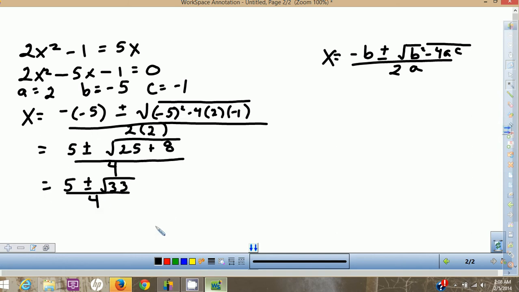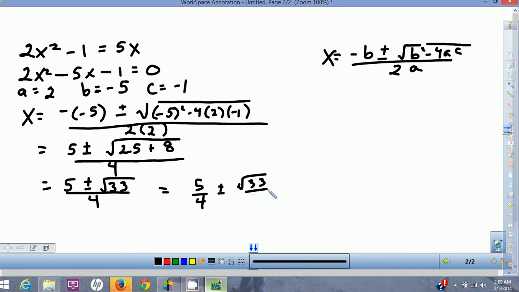This can be written as two separate fractions. We don't do that all the time, but be aware of that. It can be written as 5 over 4 plus or minus the square root of 33 over 4. It doesn't really matter which way you choose to do that.